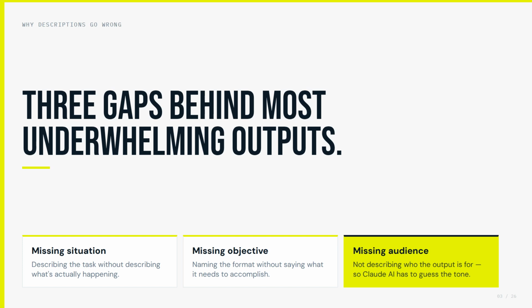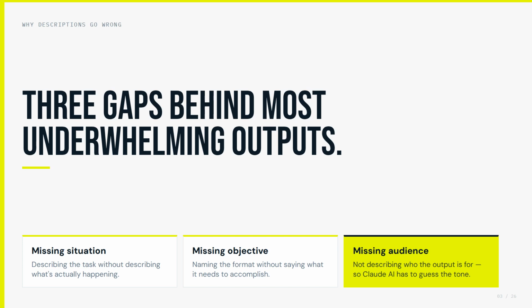The second common mistake is being vague about the objective. "Help me with a proposal" doesn't tell Claude AI what the proposal needs to achieve, who it's going to, or what's already been agreed. It knows the format, a proposal, but not the purpose.